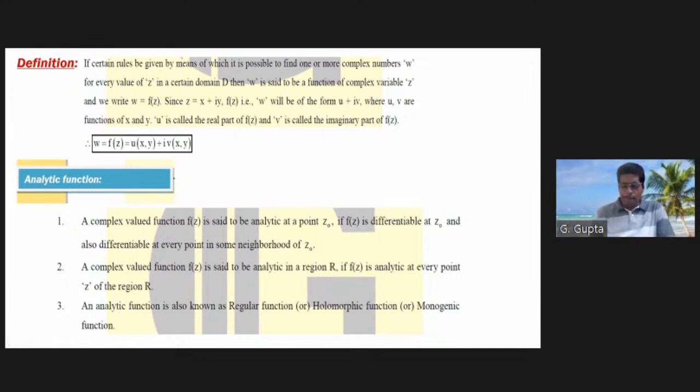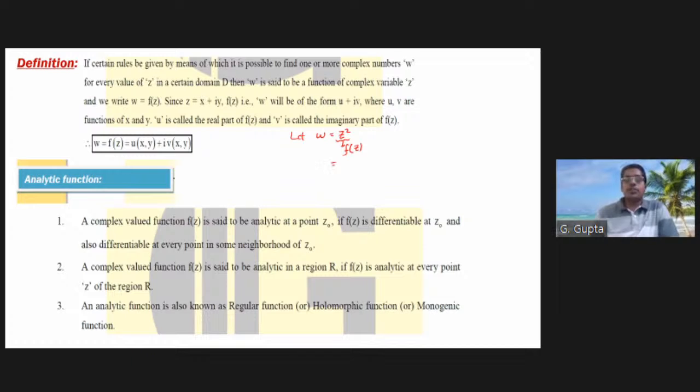Just have a look at a simple function. Let W is equal to Z square. So this is a polynomial function, the square function, that is F of Z. So W is a complex function of the Z variable. Now let us see how to find U and V, which are respectively the real part and imaginary part of W, and both are functions of X and Y.